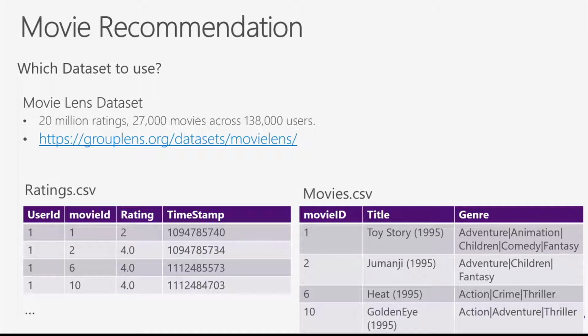So MovieLens, for example, is a very popular data set for movie ratings. The data set has close to 20 million ratings across 27,000 movies by about 138,000 users. If you want to go and check this data set out, there's a link here. This data set comes with two CSVs. The ratings CSV provides things like user ID, movie ID, rating, and the timestamp at which the review was provided. The second file it comes with is movies.csv, which has the movie ID, the title of the movie, and the genre of the movie.